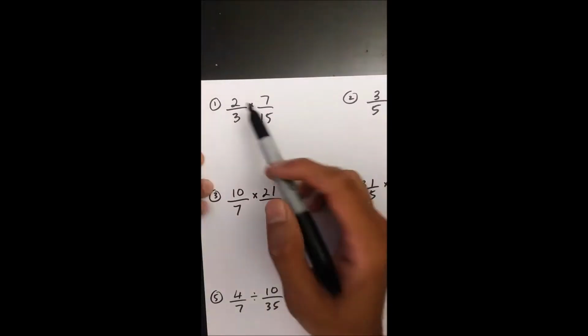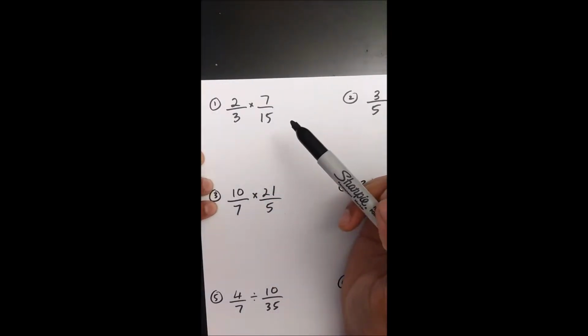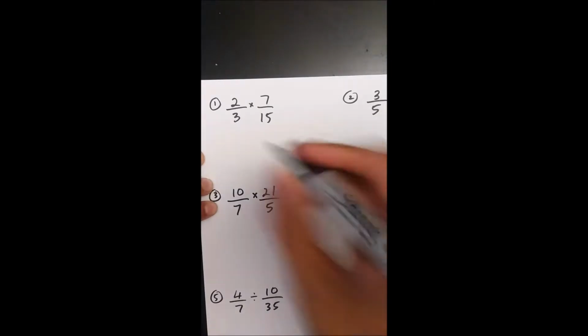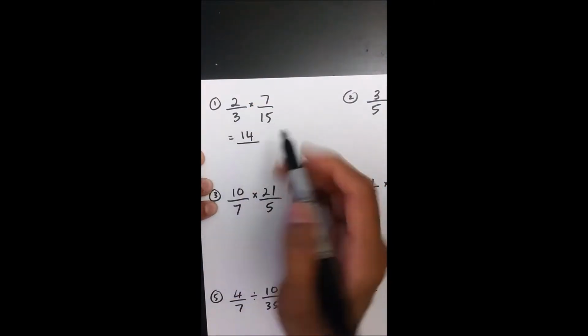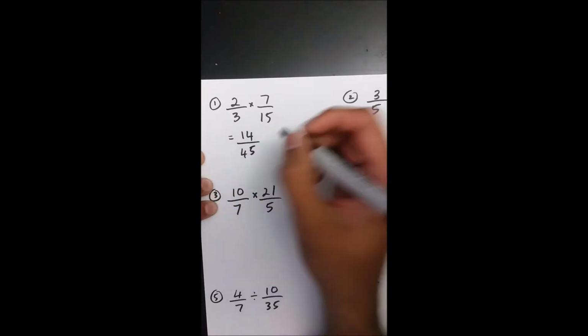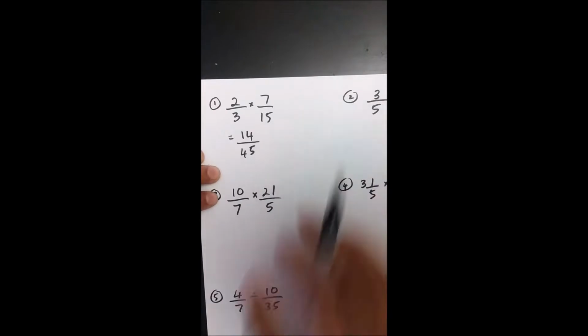Okay, so when multiplying fractions, we multiply top with the top and the bottom with the bottom. In this case, I have 2 times 7, which is 14, and I have 3 times 15, which is 45. Possibly you would reduce down the solution, but in this case we cannot.